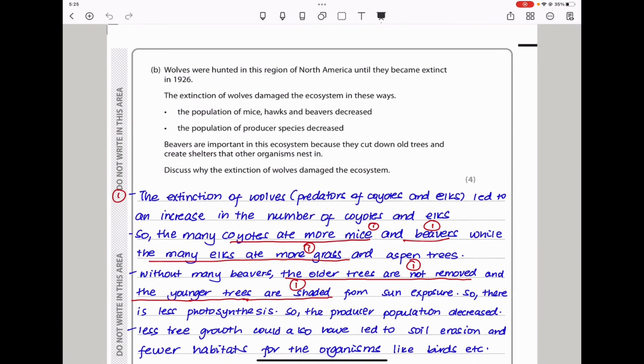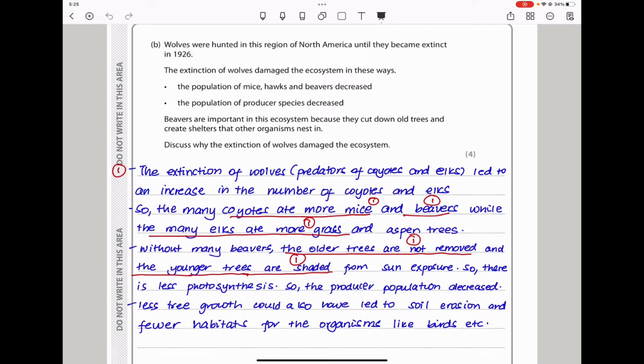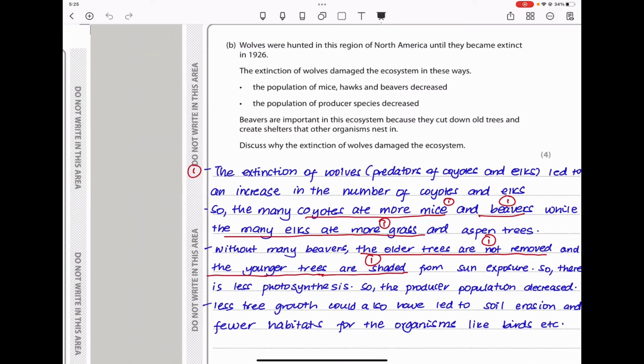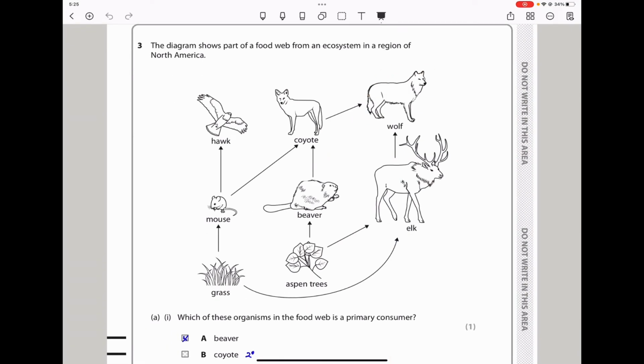Moving on. Wolves were hunted in this region of North America until they became extinct in 1926. The extinction of wolves also damaged the ecosystem in these ways. So number 1, the population of mice, hawks, and beavers decreased. Let us go back slowly. So when these were removed, the population of mice, the population of hawks, and the population of beavers decreased. Of course, let's see. If you remove these ones here, it means these and these will not have predators. So that gives them a chance to thrive and increase in number. But remember, the coyotes are feeding on the beavers as well as the mice.